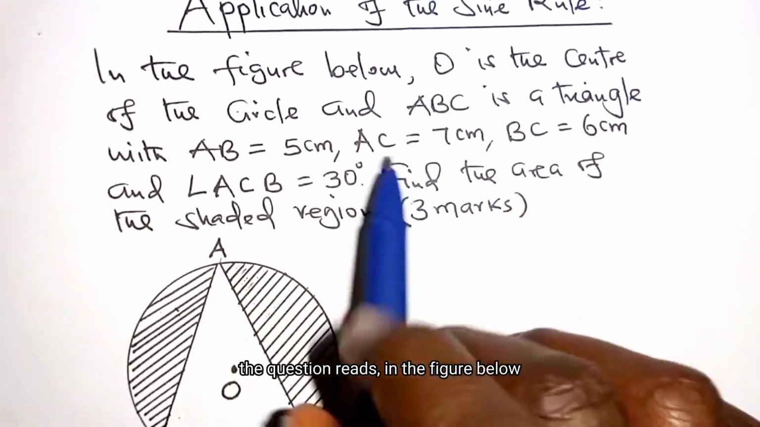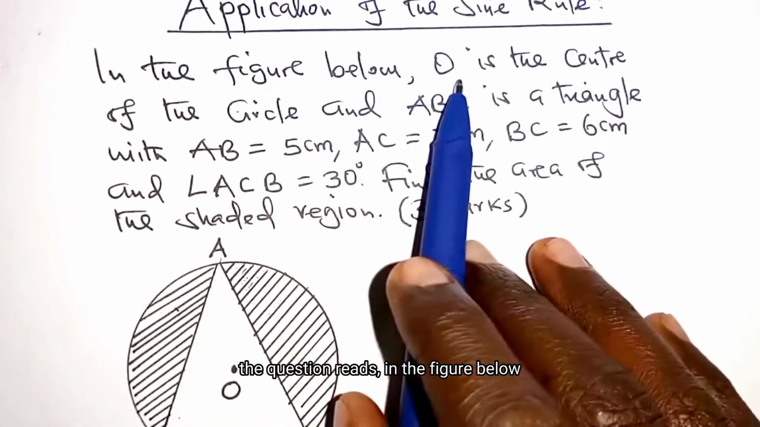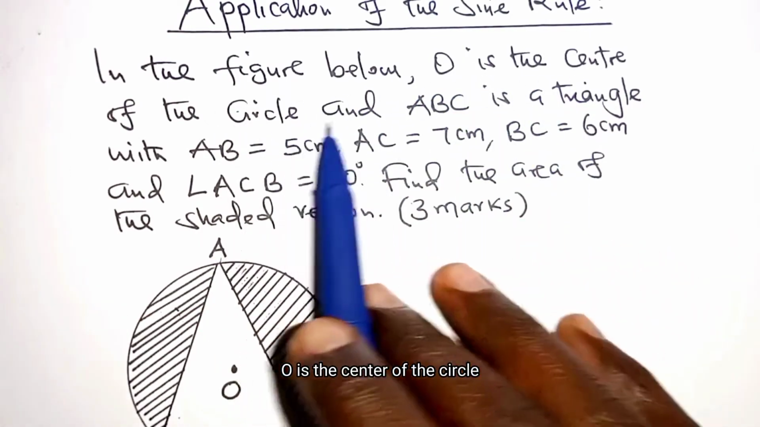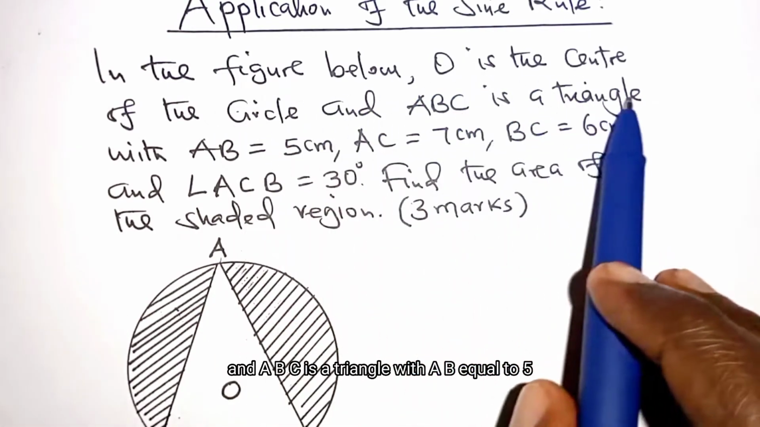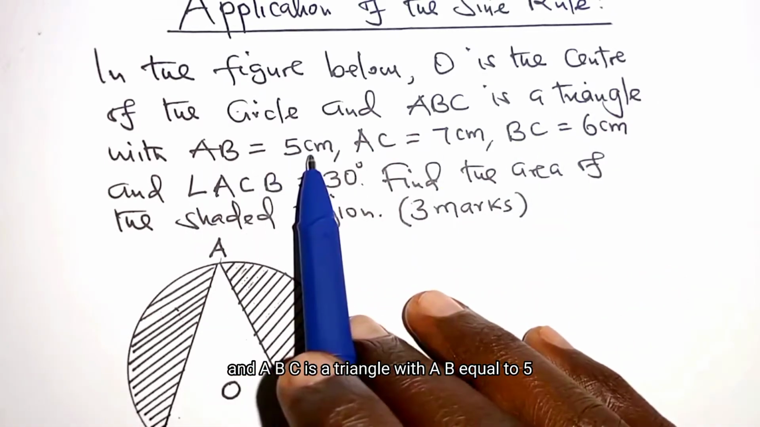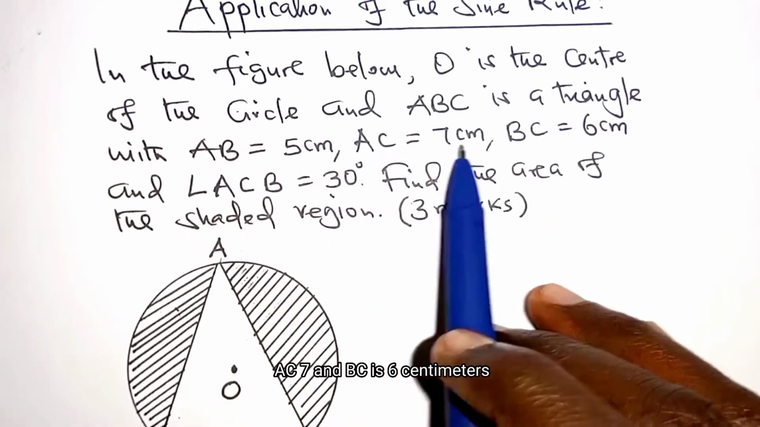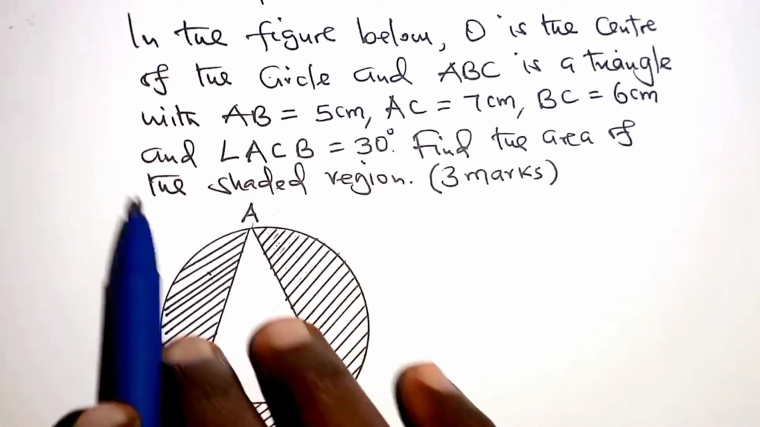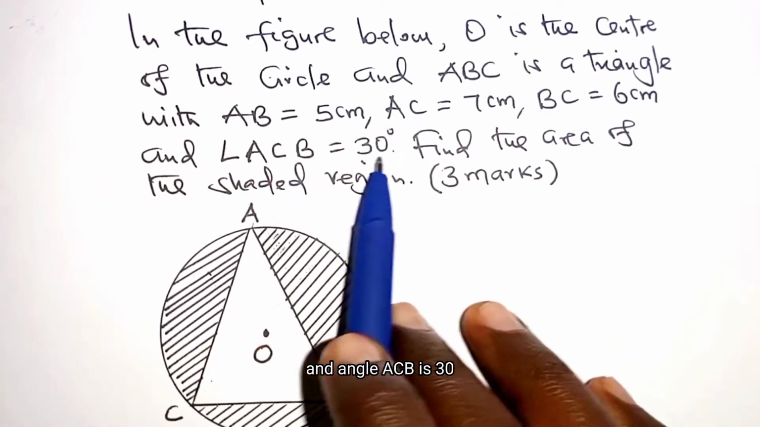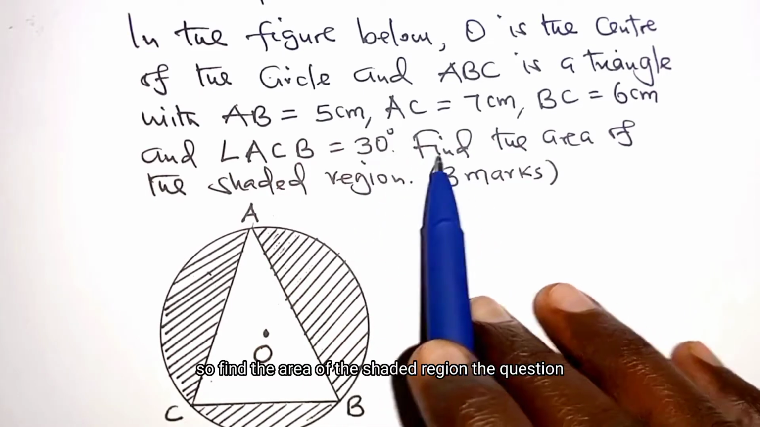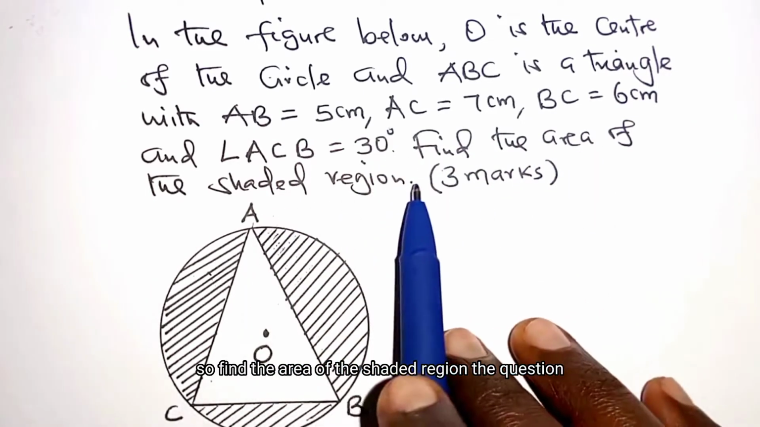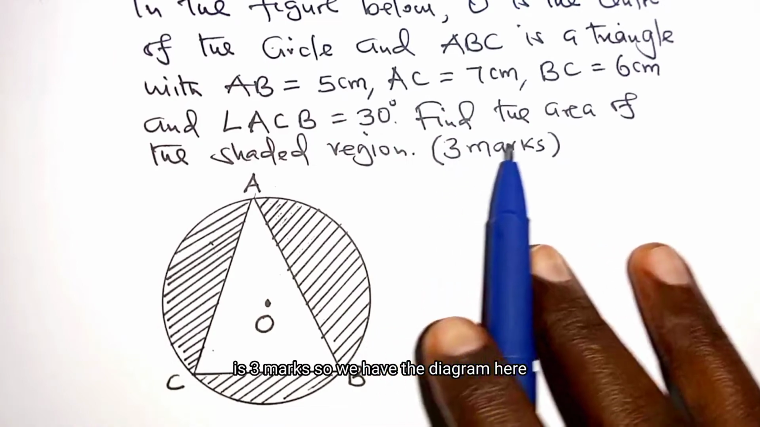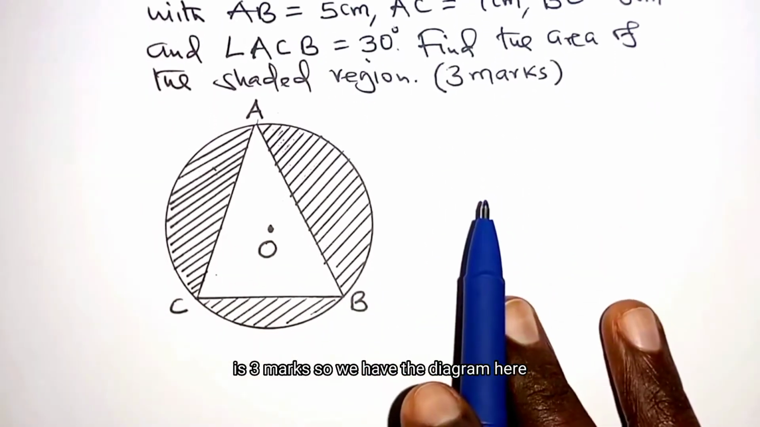So the question reads, in the figure below, O is the center of the circle and ABC is a triangle with AB equal to 5, AC is 7, and BC is 6 centimeters. And angle ACB is 30, so find the area of the shaded region. The question is 3 marks. So we have the diagram here.